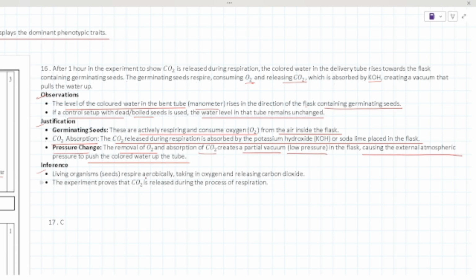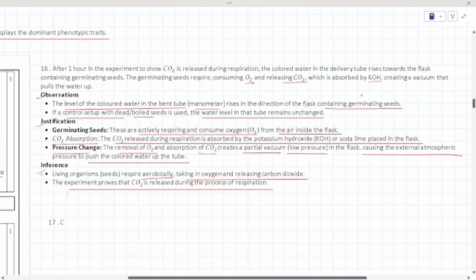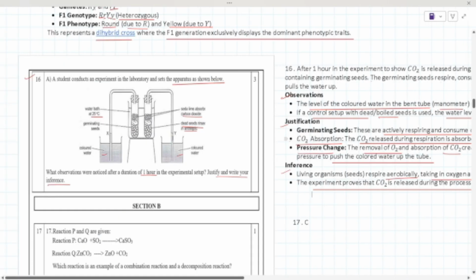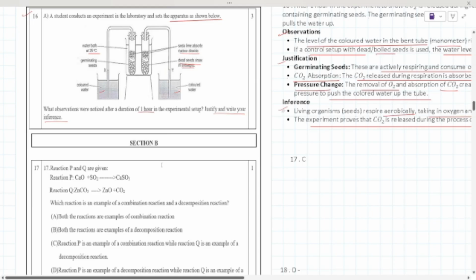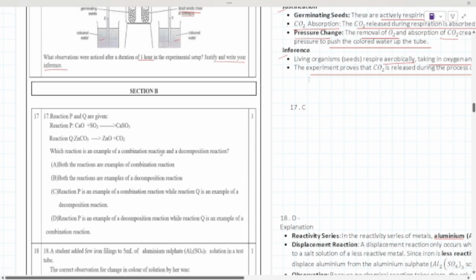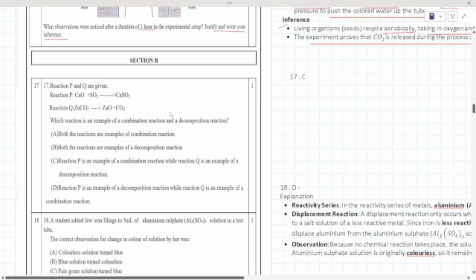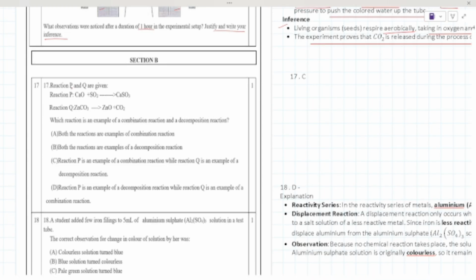Living organisms, that is seeds, respire aerobically, taking in oxygen and releasing carbon dioxide. The experiment proves that CO2 is released during the process of respiration. Clear? Yes. Okay. Now after that, let's see the next section.